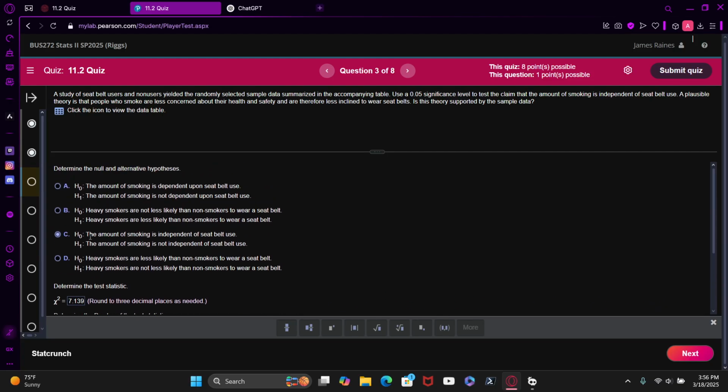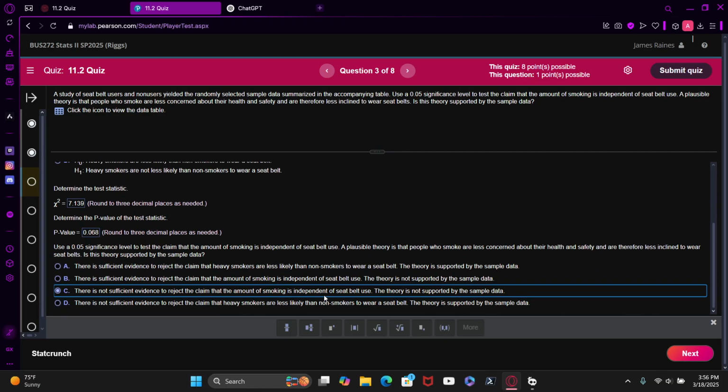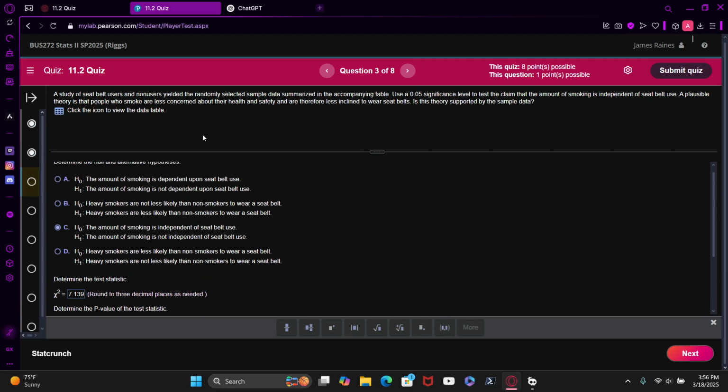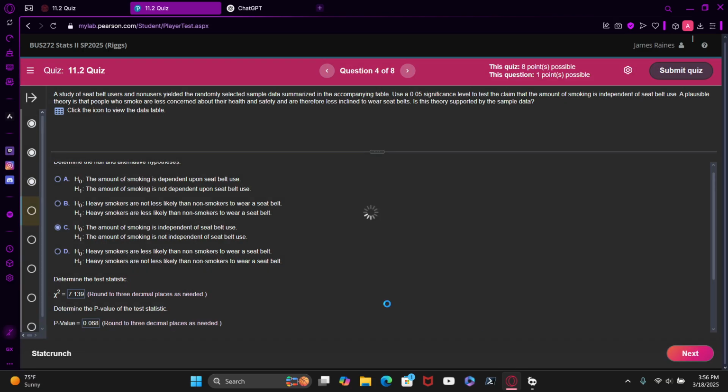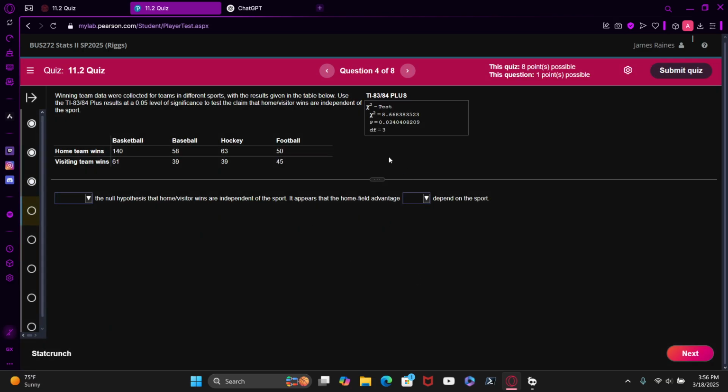So what was the question? The claim is the amount of smoking is independent of seatbelt use. So there's not sufficient evidence to reject a claim that the amount of smoking is independent. Yes, it's that one. Just make sure it all matches up. Easy. Okay, here's one of these.